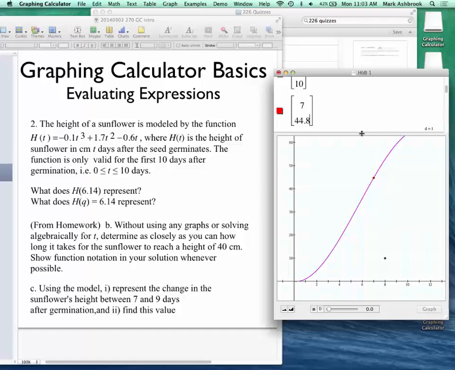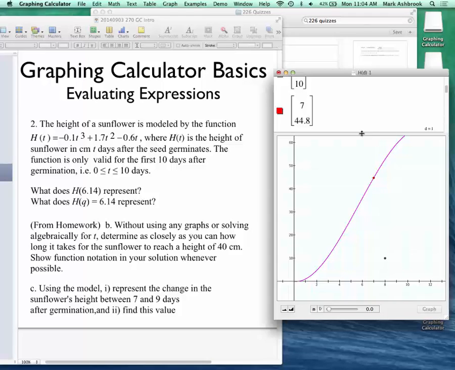Is that right? Yep. Oh, it's not. Why not? What happened? Sure looks like it. I put in the numbers according to what the crosshairs told me. What's going on here? Why? Yeah. Well, it's more than just a point on the graph. It's the height of the sunflower at 7 days. Okay, so 44.8 is the representation of days and height of the sunflower.